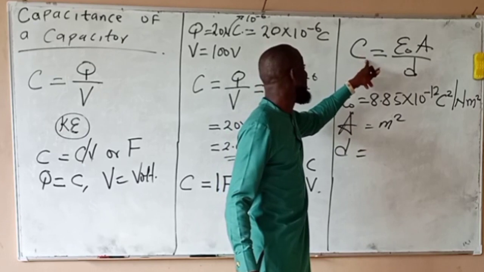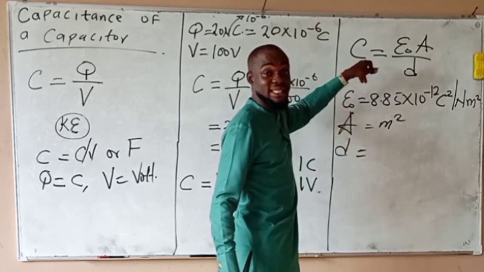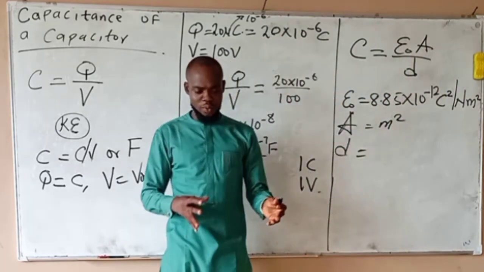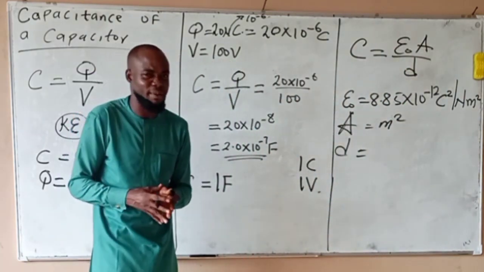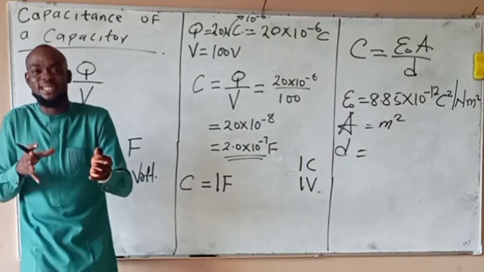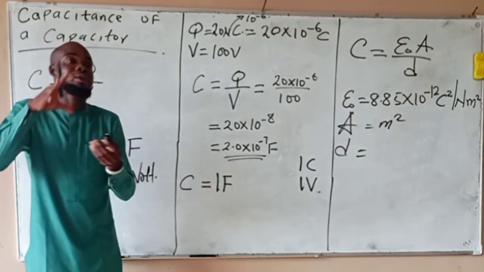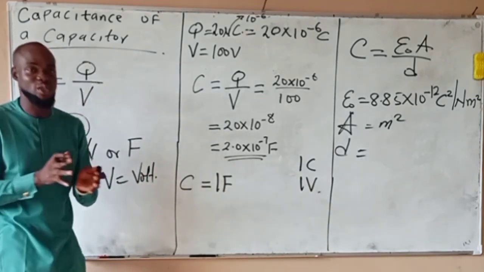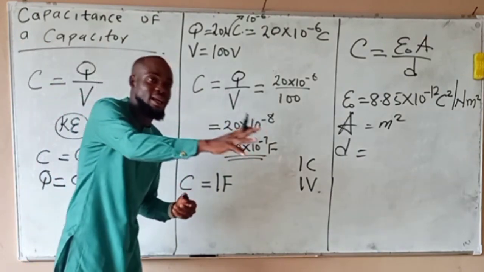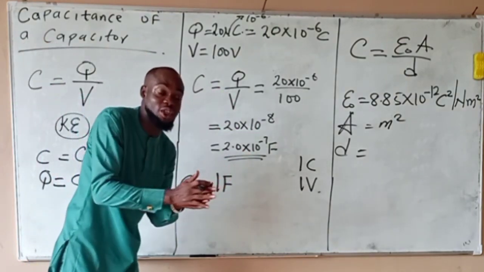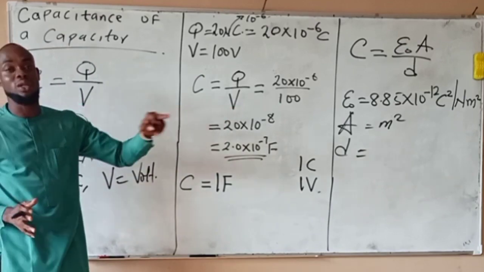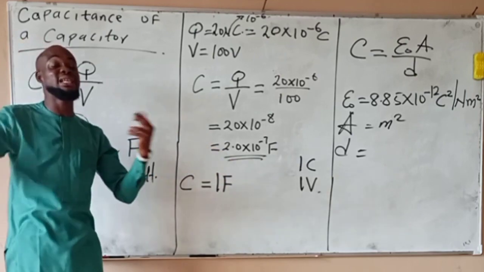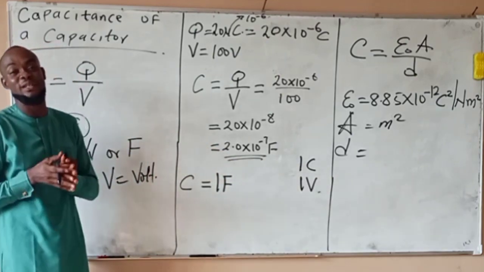So for a parallel plate, the capacitance is directly proportional to what? The area, and inversely proportional to what? The separation. So if you reduce the separation of a parallel plate capacitor, the capacitance will increase. If you decrease the area of the capacitor, the capacitance will decrease as well. Take note of that. If I say inverse proportional, it means an increase in one quantity will lead to a decrease in the other quantity. That is the meaning of inverse proportion.